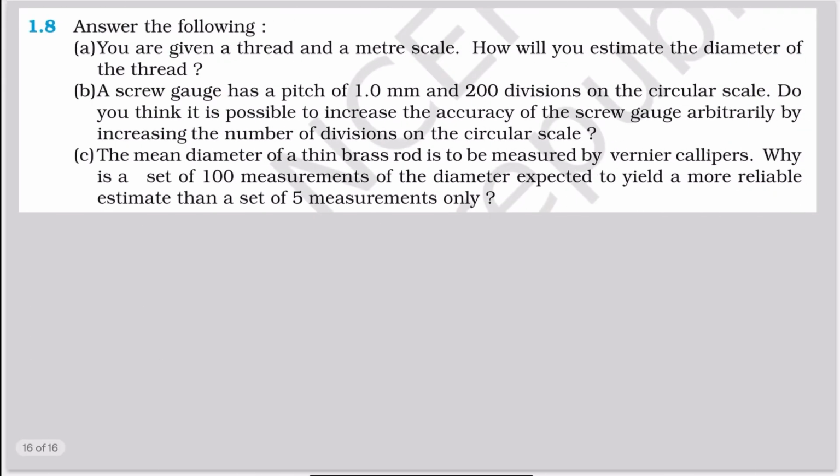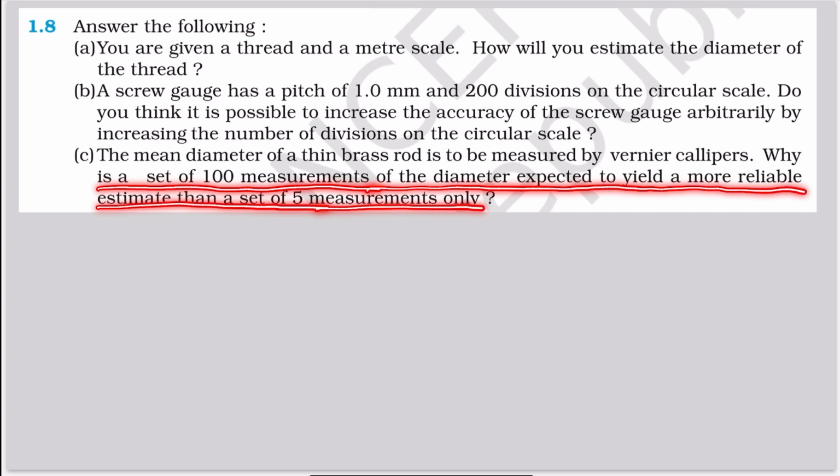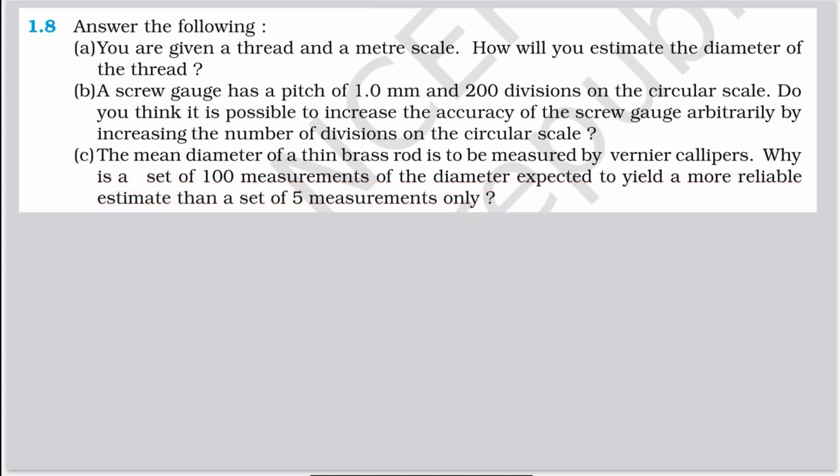Now let us see question number C. It's telling the mean diameter of a thin brass rod is to be measured by vernier calipers. Why is a set of 100 measurements of this diameter expected to yield a more reliable estimate than a set of 5 measurements only? So they are telling that 100 measurements is more reliable than 5 measurements. Why? This is the question.